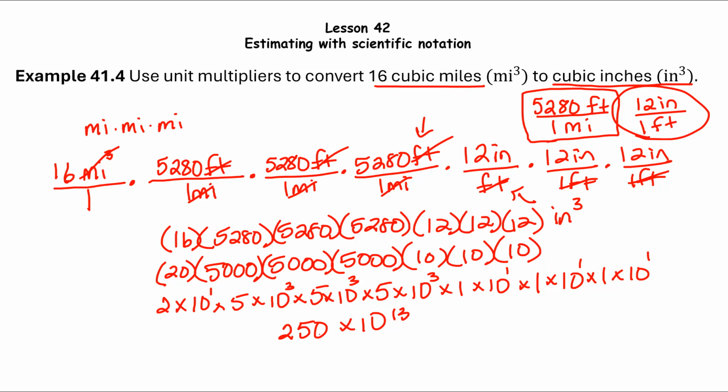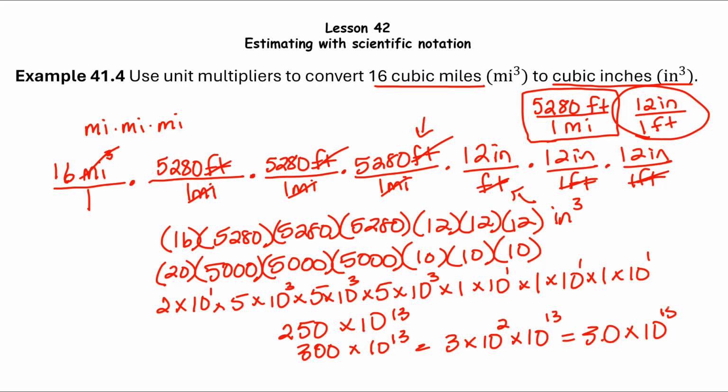250 is between 200 and 300, so I would write that as 300 because it rounds up to 300 because it's right in the middle between 200 and 300, and that's times 10 to the 13. And 300 can be written as 3 times 10 squared, and then you've got 10 to the 13. And so your final answer is going to be 3.0 times 10 to the 15th power.